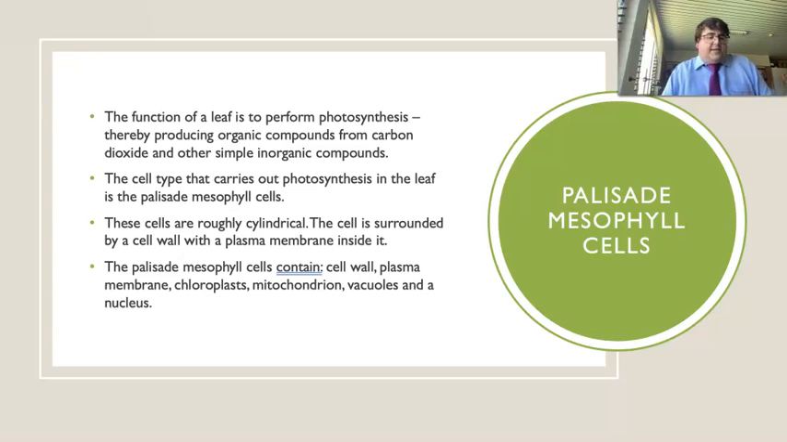Because of that, these are roughly cylindrical shaped cells. They're surrounded by cell walls, and they have a plasma membrane inside it. They also contain chloroplast, mitochondria, vacuoles, and a nucleus. We have to have those chloroplasts because they're the organelles that are responsible for coordinating photosynthesis inside that plant.